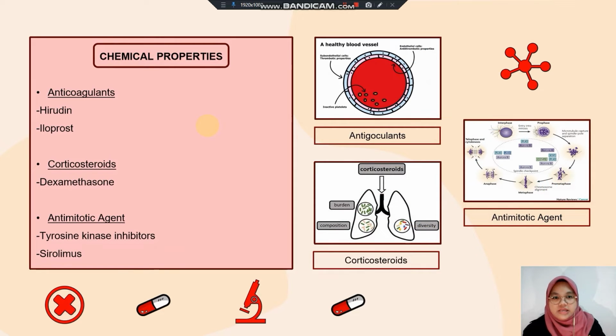In chemical properties, we have three. We use three chemicals. The first is an anticoagulant that inhibits coagulation of blood, for example, hydrogenated iloprost, both antithrombotic and potentially antiproliferative. The second chemical we use is a corticosteroid that is produced in the adrenal cortex and used to treat inflammation, for example, dexamethasone. The last chemical we use is an antimitotic agent, for example, tyrosine kinase inhibitor and sirolimus.